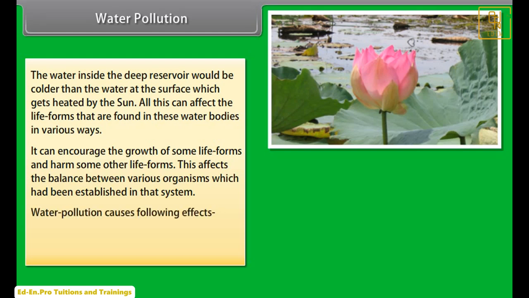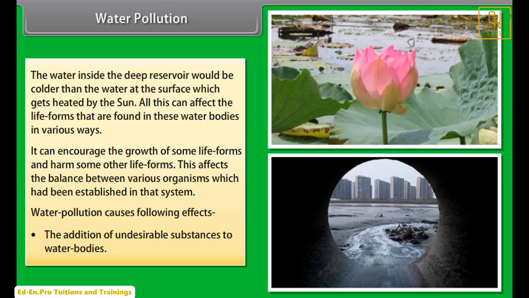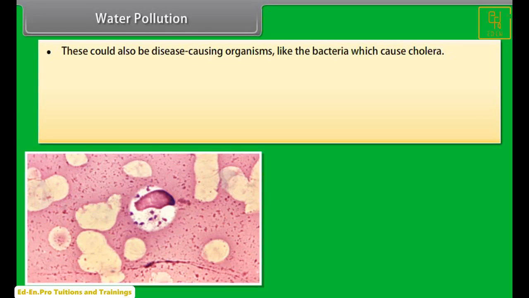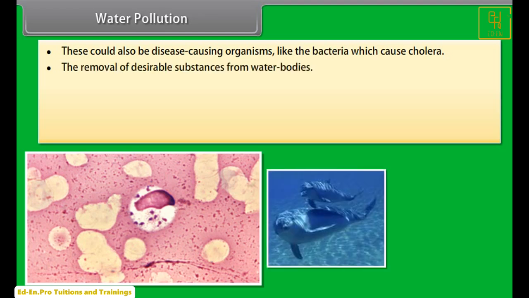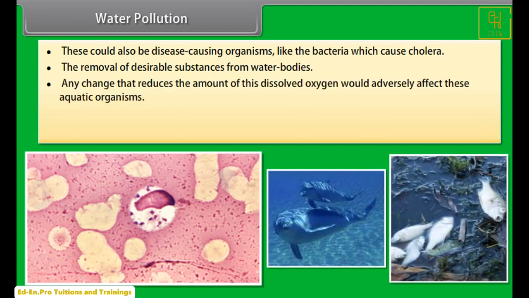Water pollution causes the following effects. The addition of undesirable substances to water bodies. These could also be disease-causing organisms like the bacteria which causes cholera. The removal of desirable substances from water bodies. Any change that reduces the amount of this dissolved oxygen would adversely affect these aquatic organisms. Other nutrients could also be depleted from the water bodies.